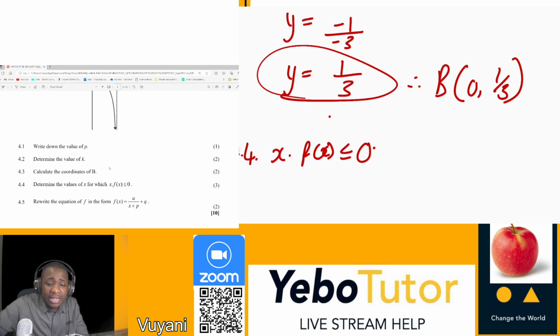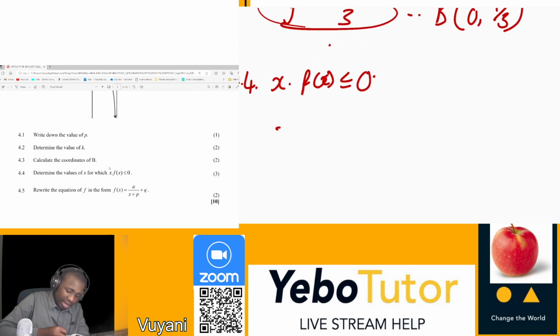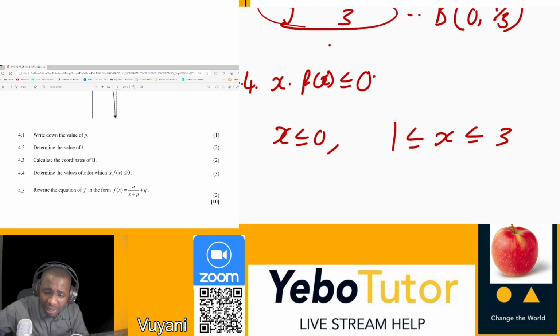But looking at the graph which we have and just multiplying by x, I can see that definitely I'm going to have x less than or equal to 0, as well as between 1 and 3. We can literally see that's where we'll be able to find our values. So someone will be asking, why did you say that?